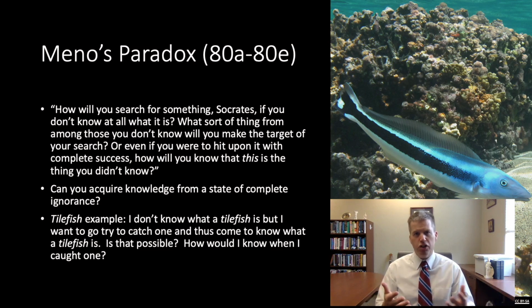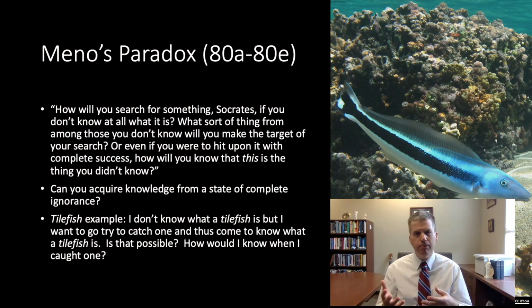And Meno's questions look as if they suggest an argument that radical learning is impossible, that you can't acquire knowledge if you're in a state of complete ignorance. So let's look at an example. This is the towelfish example. I have up here a picture of a fish. I don't know if it's a towelfish. I honestly don't know much about towelfish. I do know there is a fish named a towelfish, but if you asked me to identify the towelfish, I couldn't help you. So how could I go about trying to figure out what a towelfish is?